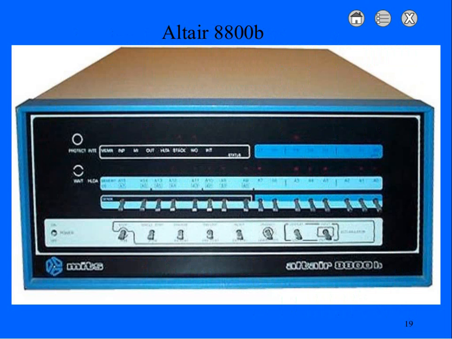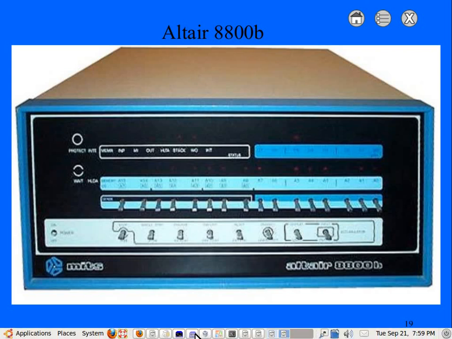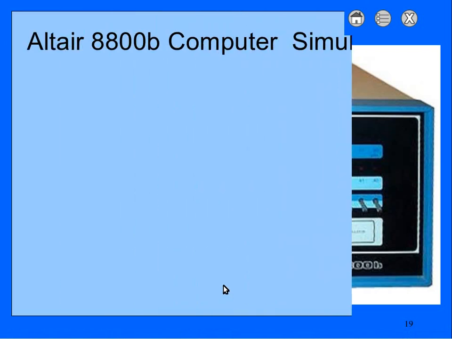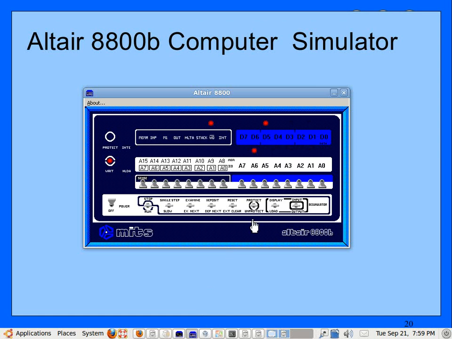Here's another. This was the second computer that company produced. It was called the Altair 8800B. It looks very similar, just a little more modern looking case, but very similar in many ways. And I have a little emulator for it too, and there you can see it running. Let me clear the screen here for a second.